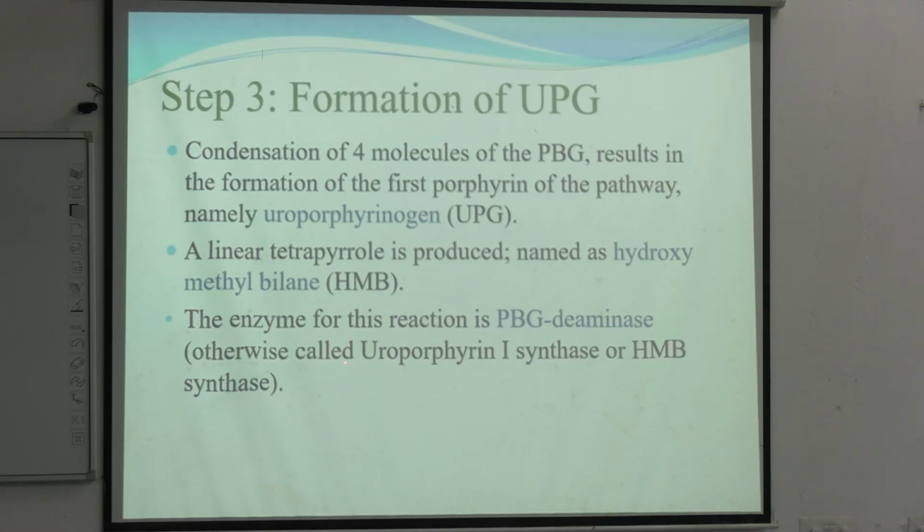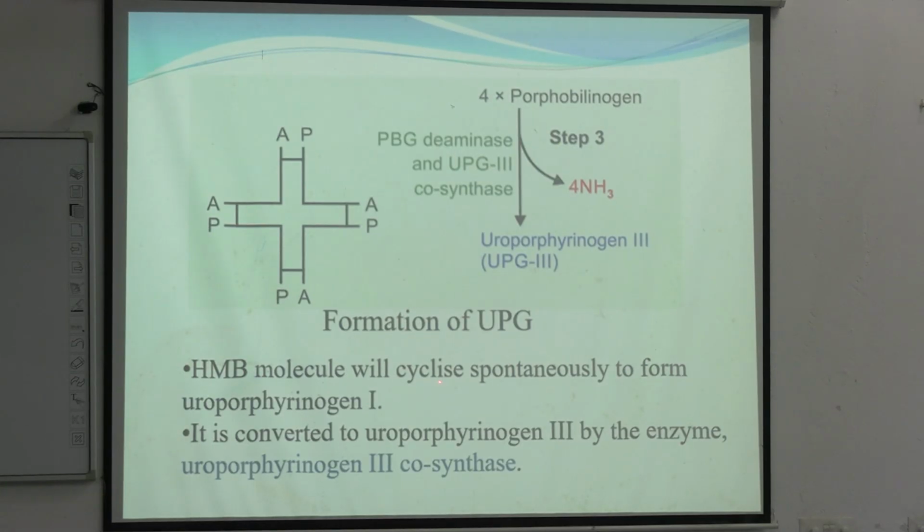This enzyme is also known as uroporphyrinogen 1 synthase or HMB synthase. Okay, HMB synthase, because from 4 molecules of PBG we will get a linear tetrapyrrole known as hydroxymethylbilane. This reaction is mediated by the enzyme PBG deaminase, also known as HMB synthase and uroporphyrinogen 1 synthase. Why? Because what happens? The HMB molecule will cyclize spontaneously to form uroporphyrinogen 1. No further enzyme is required to produce UPG1 from HMB.